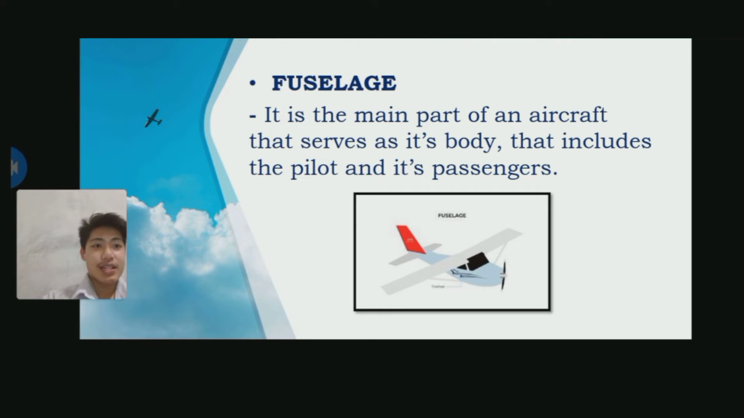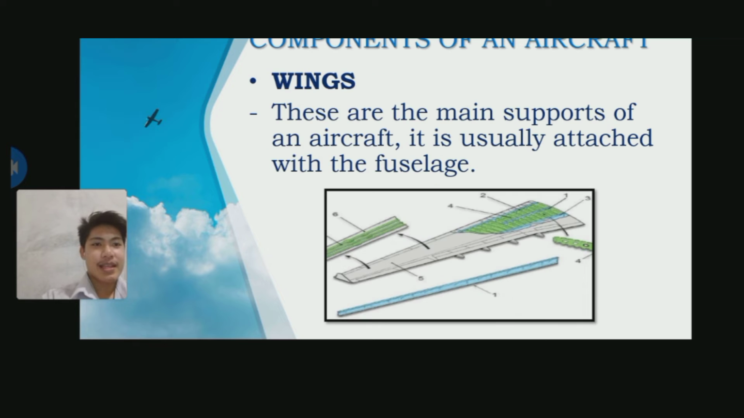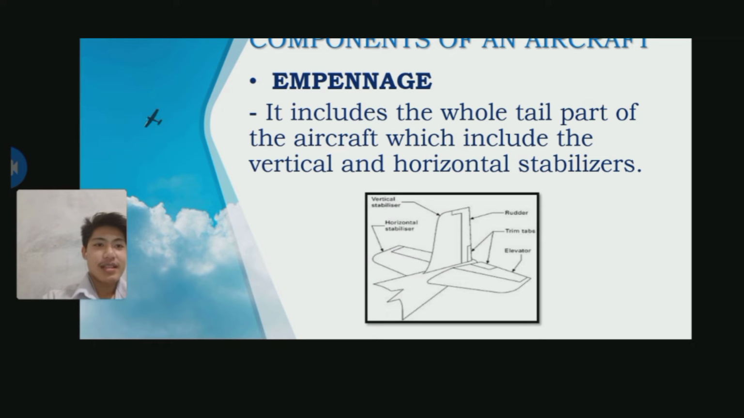Number one, we have the fuselage, the main part of the aircraft, which serves as the body that includes the pilot and its passengers. Second are the wings. These are the main supports of an aircraft, usually attached to the fuselage. The next one is the empennage. It includes the whole tail part of the aircraft, which includes the vertical and horizontal stabilizers. It also includes the rudder, the elevator, and the trim tabs on the tail.